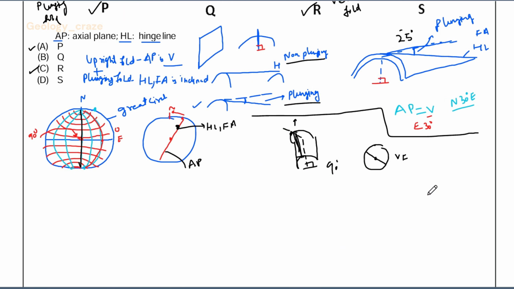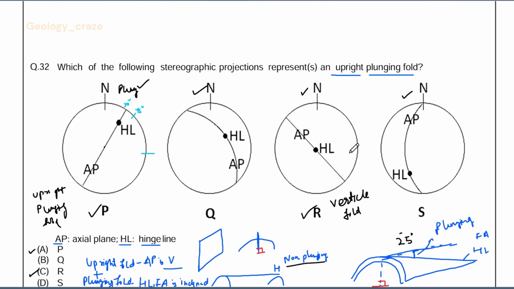Plunge is also there. Our plunge is 90 degrees. In this case the hinge line is dipping 90 degrees, and our axial plane is in the north west direction. And in this case our axial plane is north east or north northeast, and it is plunging in which direction? Here it is difficult to tell that.